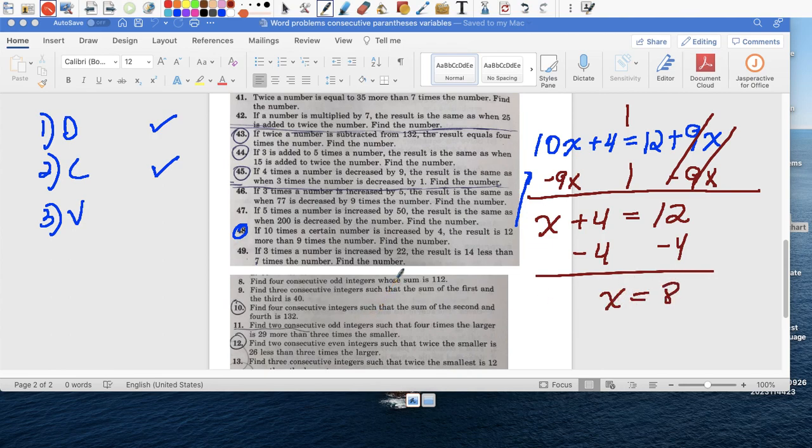Okay? Now, I forgot to check, which we didn't do in class, so I can check. So let me take my original equation, and wherever you see x, I'm going to replace it with 8. So I get 10 times 8 plus 4 equals 12 plus 9 times 8. 10 times 8 is 80 plus 4. It's going to give me 84. So on the left side, I have a total of 84. On the right side, I should also get 84. So I get 12 plus 9 times 8, which is 72. I'm allowed to add those two. Look, left side equals the right side. I know I am correct.